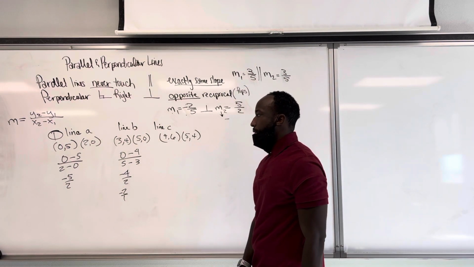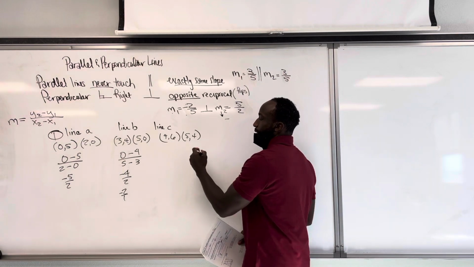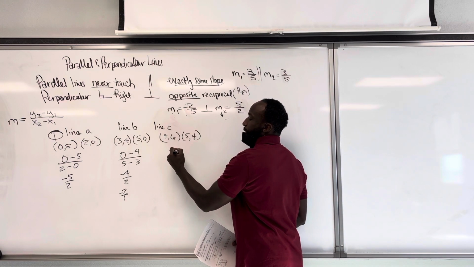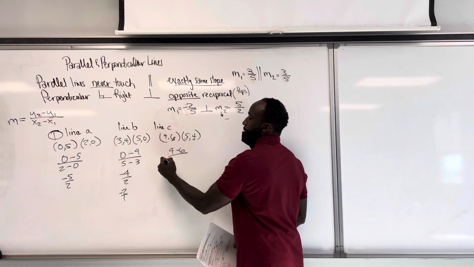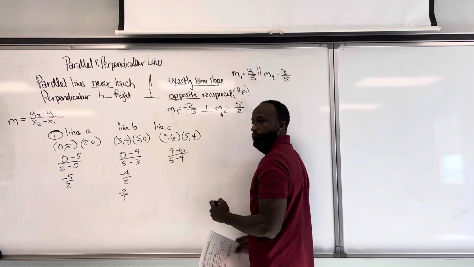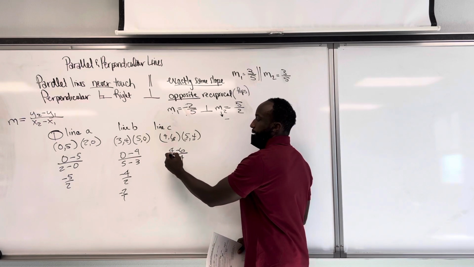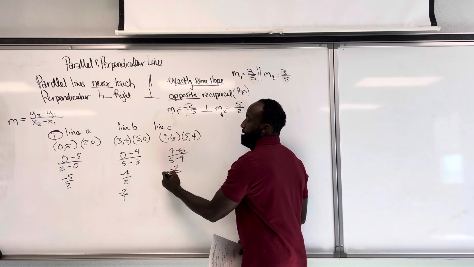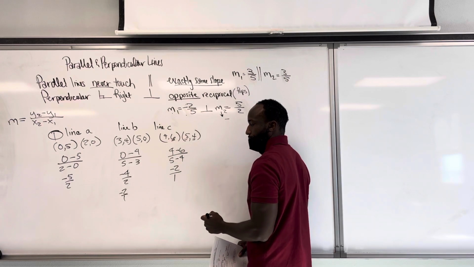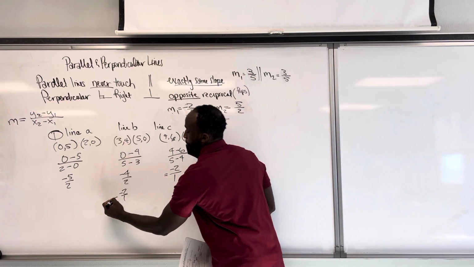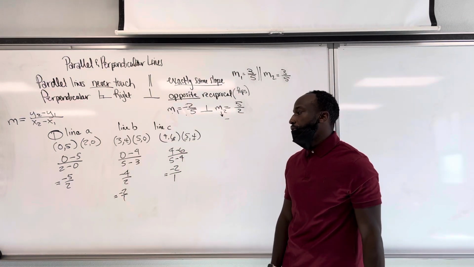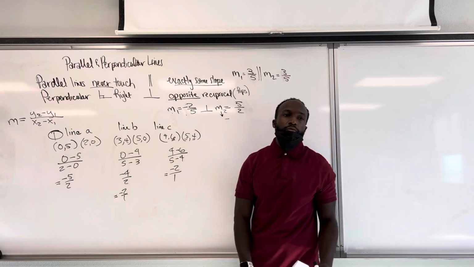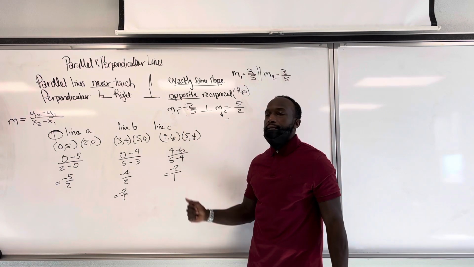And then line C, Y2 minus Y1 over X2 minus X1. So we get 4 minus 6 is negative 2, and 5 minus 4 is 1. So we have our slopes. Line A slope is negative 5 over 2. Line B slope is negative 2 over 1. And line C slope is negative 2 over 1.